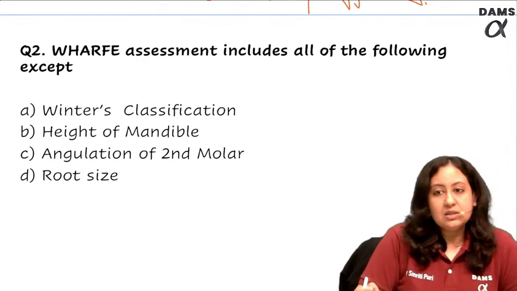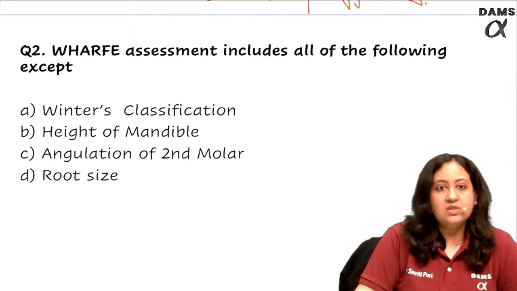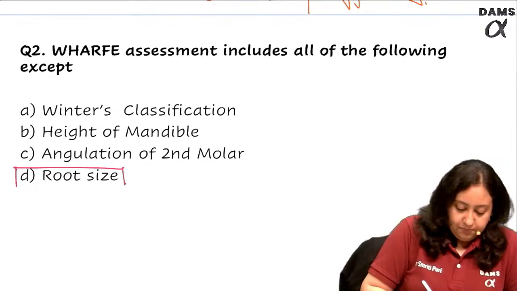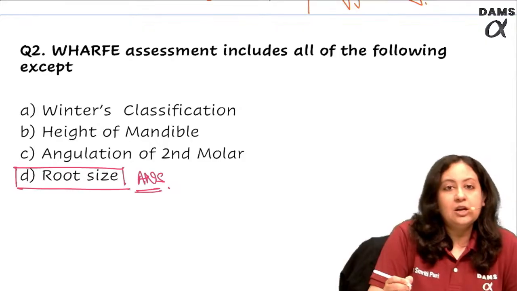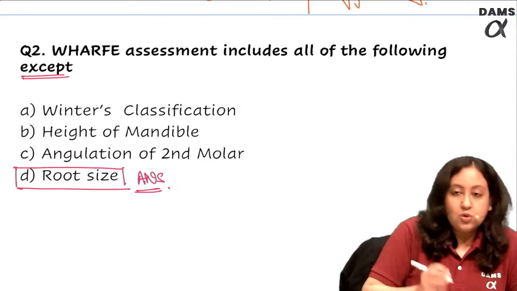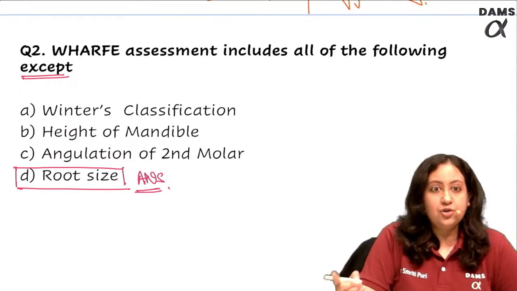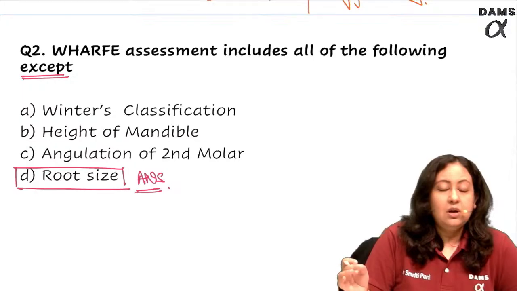So Winter's classification is included in WOF's assessment. Height of mandible is also included in WOF's assessment, and angulation of second molar is also included. Root size is not included. So this is the correct answer because the question is asking for WOF assessment except, not true, which would automatically mean false. So you have to concentrate on your question. Read your question carefully and then answer.